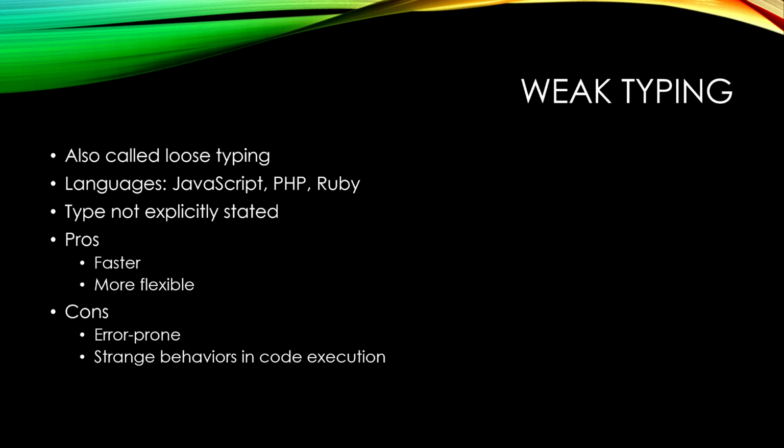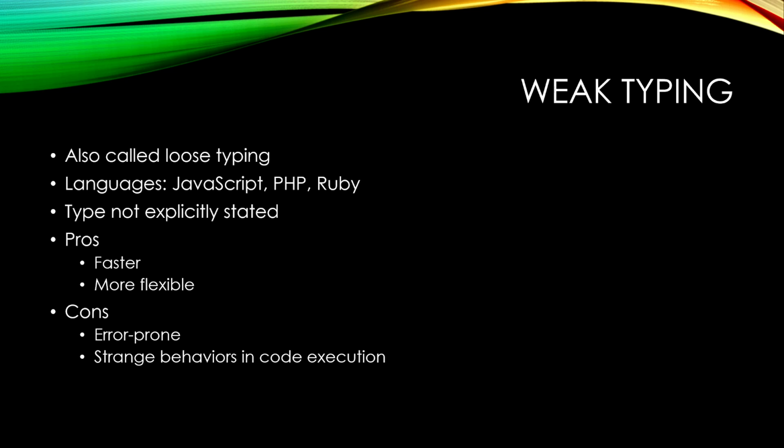And then we have weak or loose typing. This is a feature of languages like JavaScript, PHP, Ruby, and it's not explicitly stated what type something has. So, like in JavaScript, things are going to be defined as var or let, and these don't define its type. Rather, they define some behind-the-scenes properties of that variable. So the pros of this is it's generally faster and more flexible.